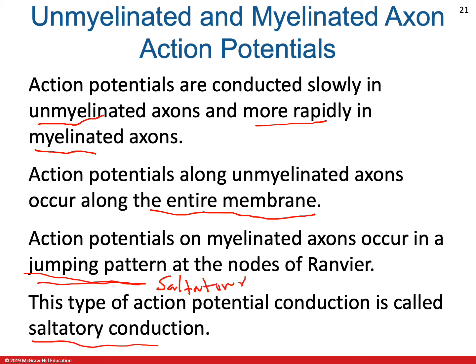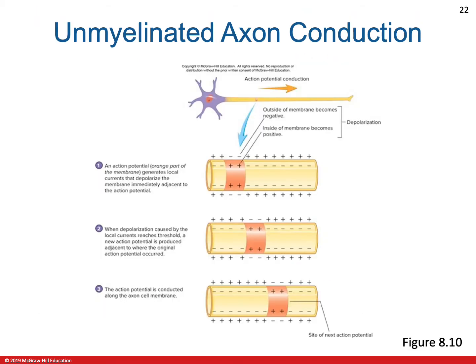Saltatory action, or saltatory conduction. It's like a grasshopper that jumps from one node of Ranvier to another node of Ranvier. Okay, so this is the model of unmyelinated axon conduction, which shows why it is slow compared to myelinated.